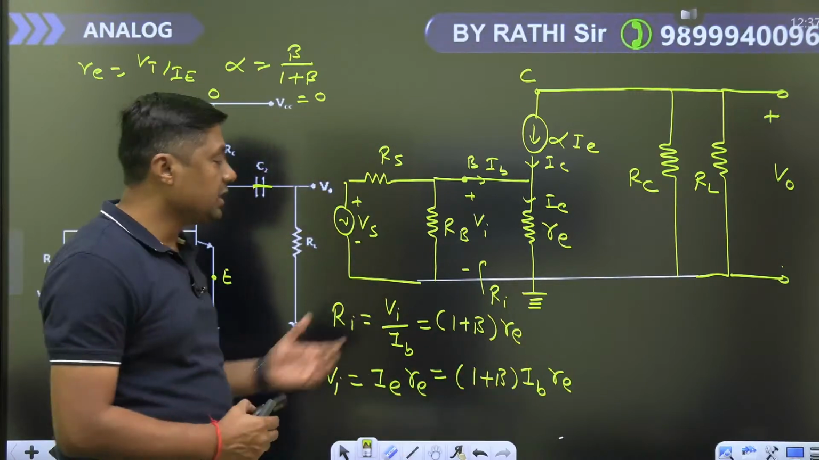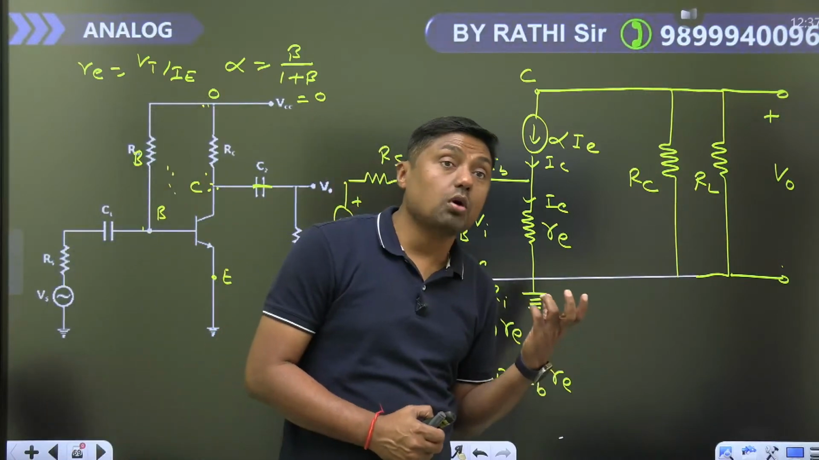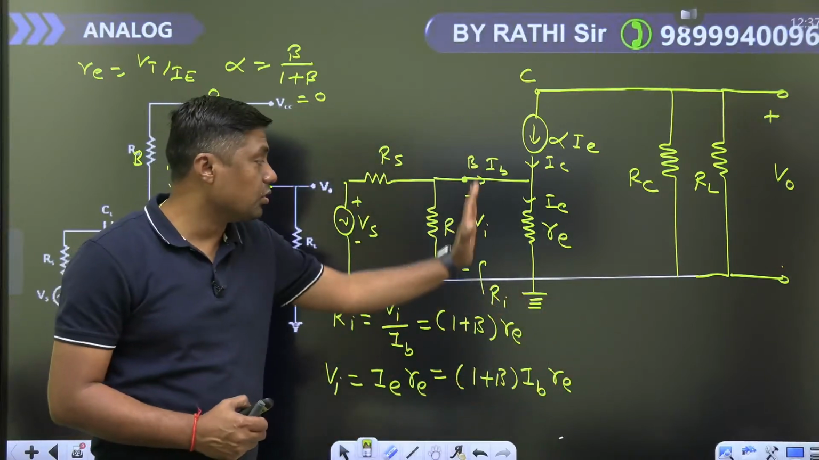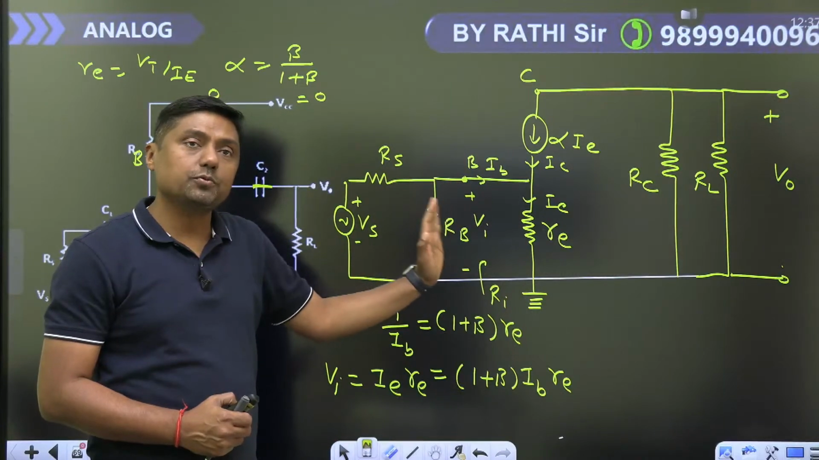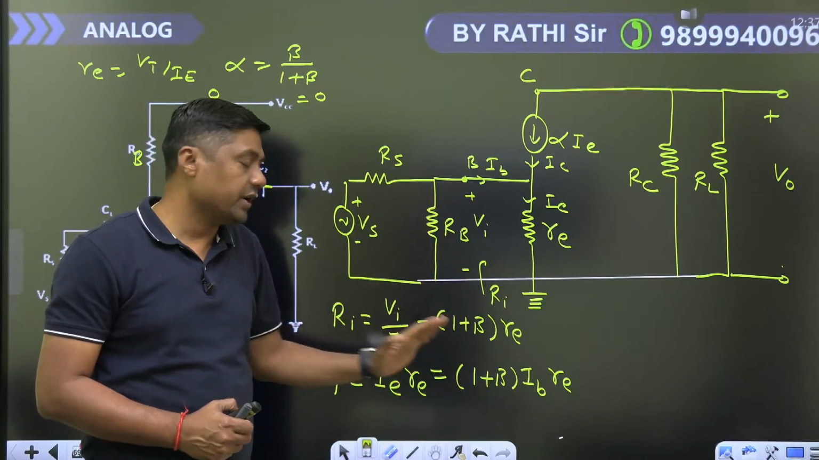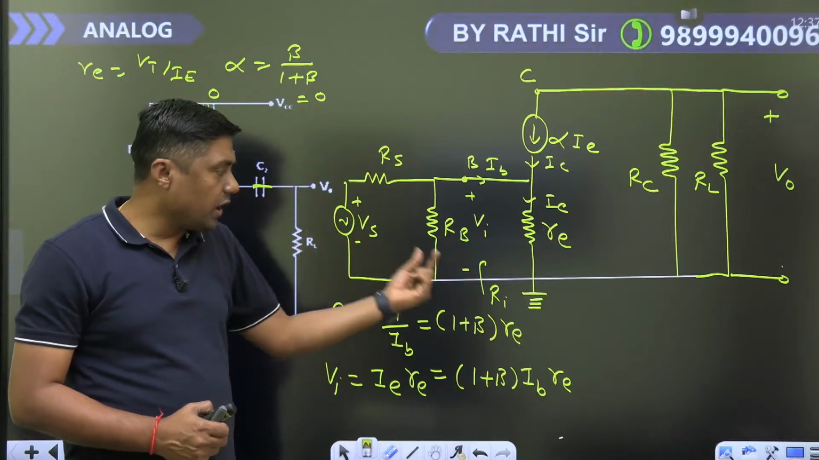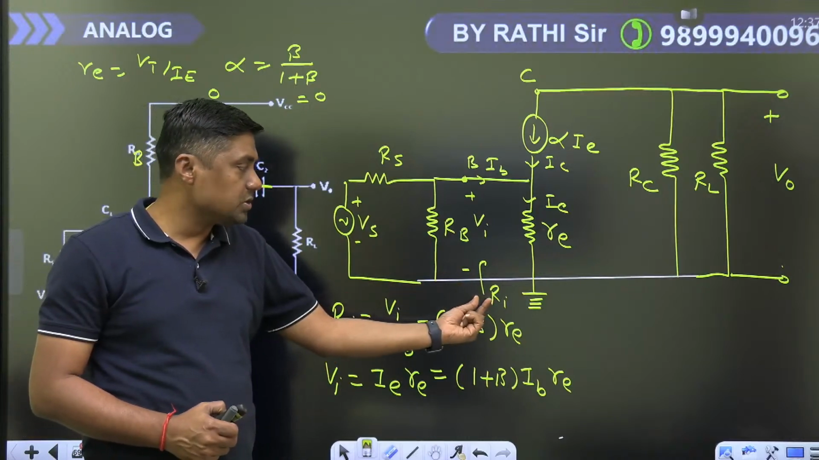1 plus beta times of RE. That is called input resistance up to this point. Always remember, this is a very, very important question. What is the input resistance up to this point? 1 plus beta times of RE. Now, once you have the input resistance up to this point, 1 plus beta times of RE.